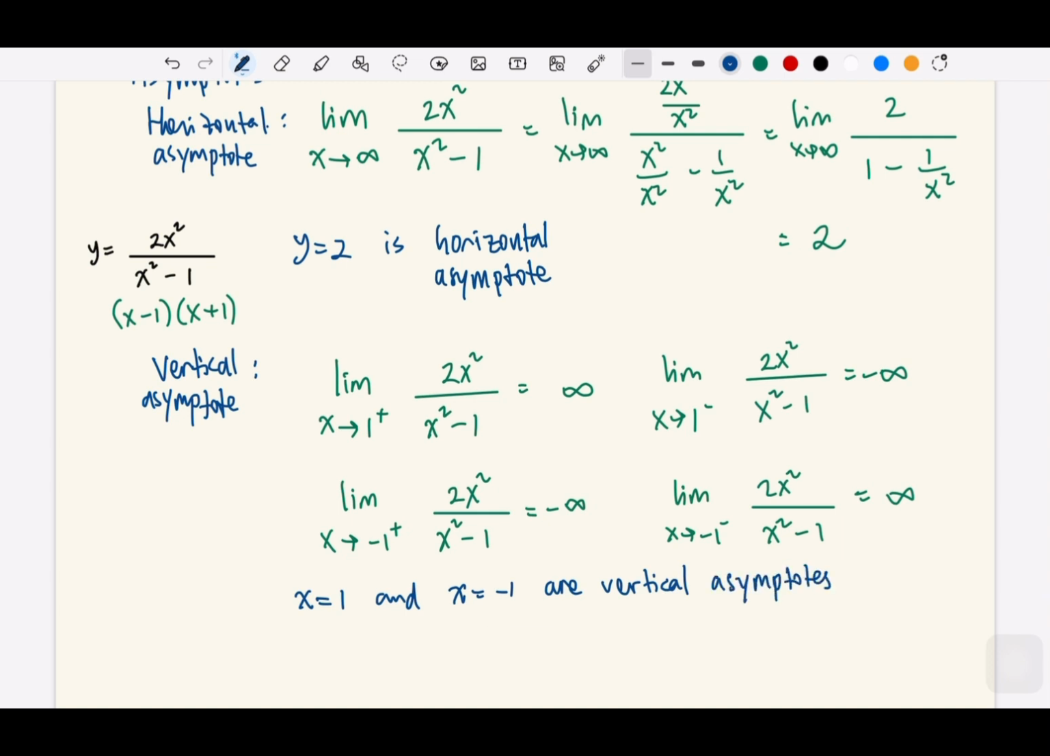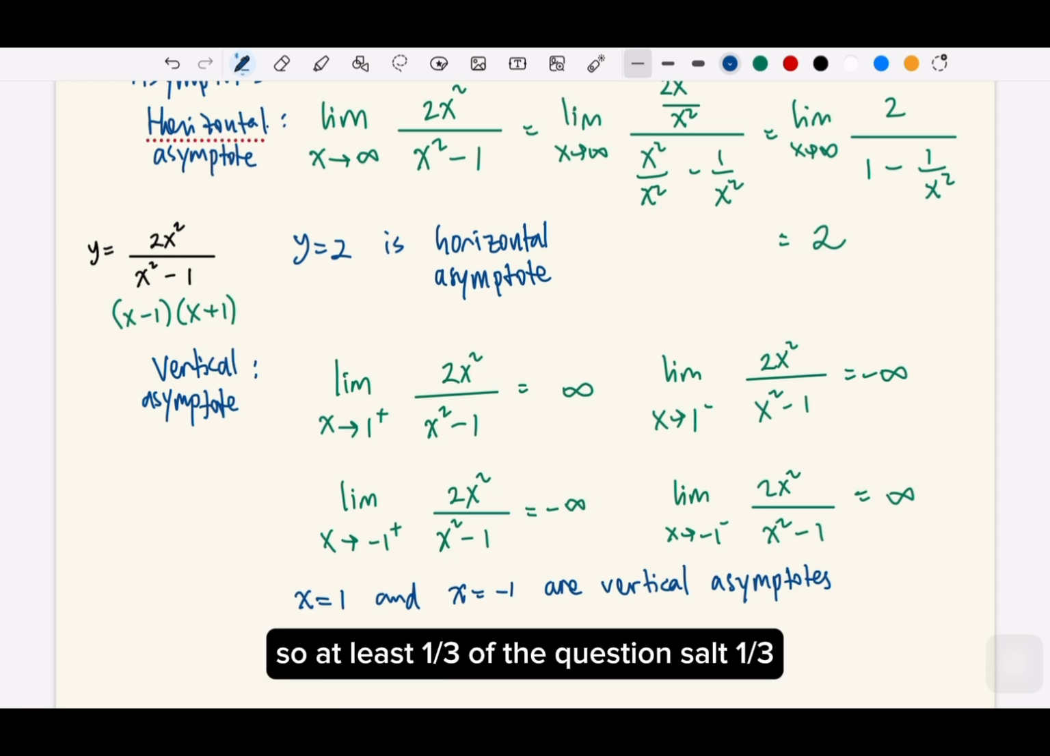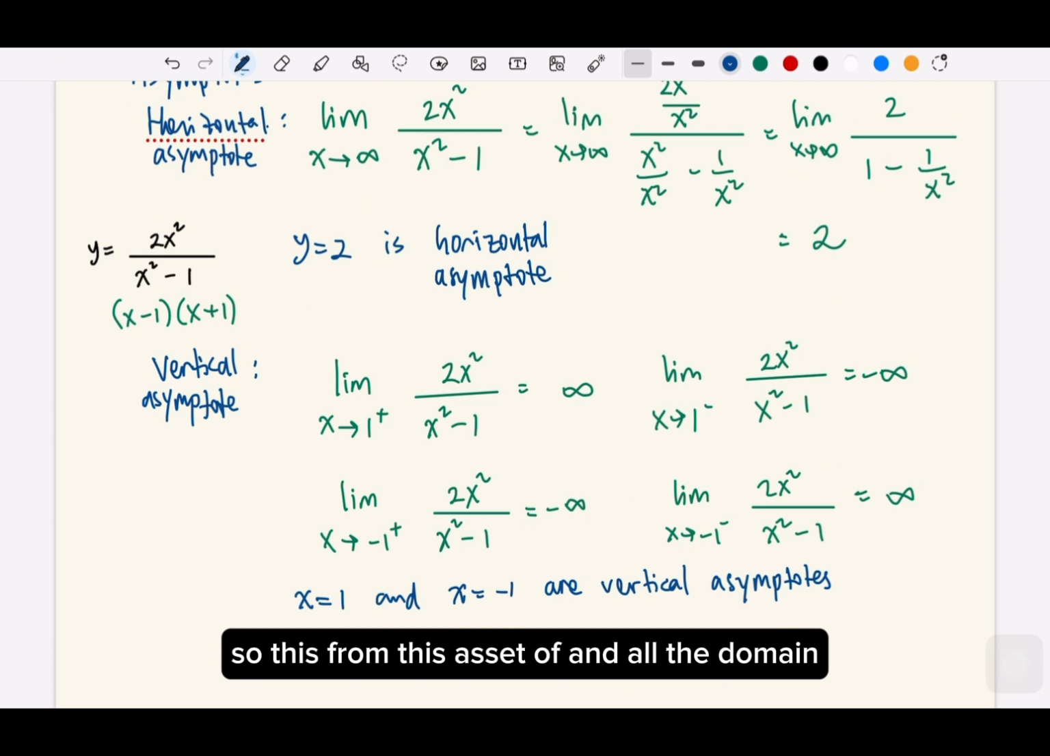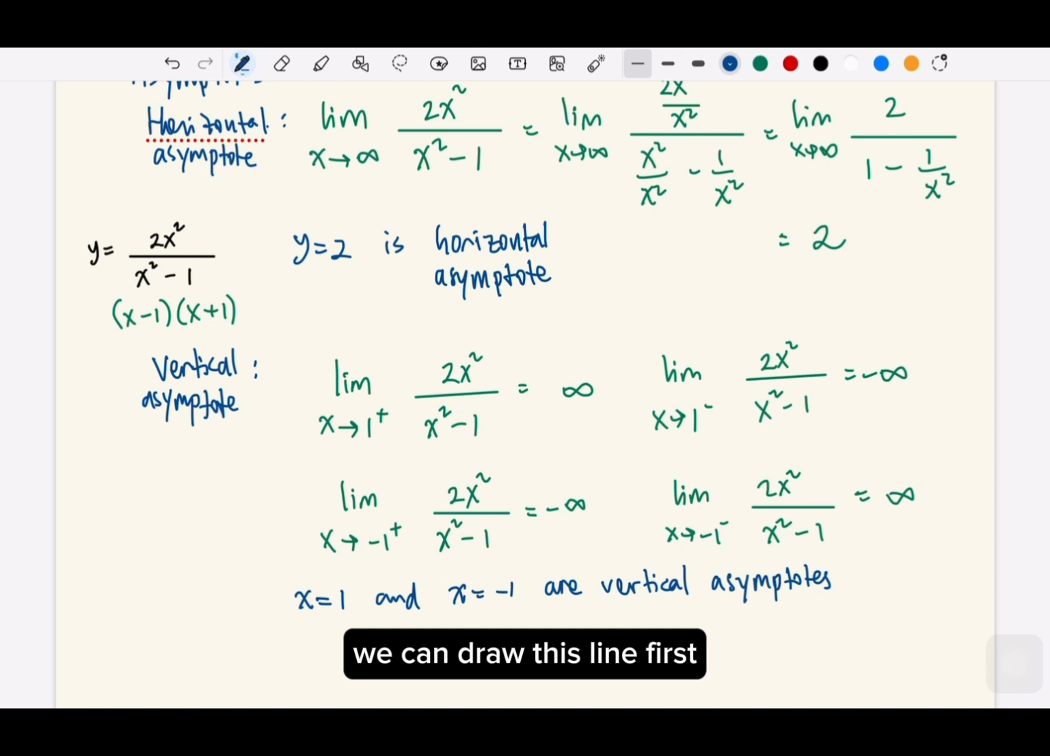Okay. So at least 1/3 of the question is solved. 1/3. Not yet derivative. So at least from this asymptote and all the domain and intercepts, when we draw the curve, we can draw this line first. So then we know the curve, for example, if it is nearby the asymptote, will not ever cross the asymptote, right? So we are having some boundaries.